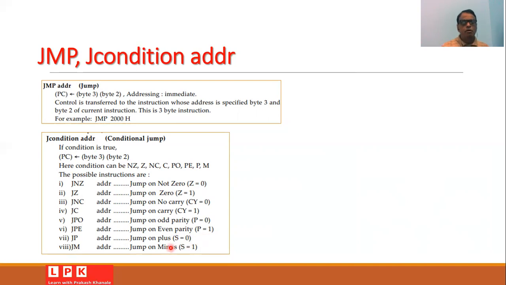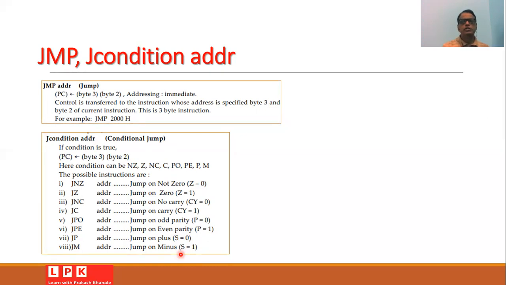Or jump on plus, that is the sign flag is tested. If the sign flag is equal to 0, then the jump will take place. Otherwise, the jump will not take place. Jump if minus, JM followed by address. That is when the sign flag is equal to 1, then the jump will take place. Otherwise, the jump will not take place.